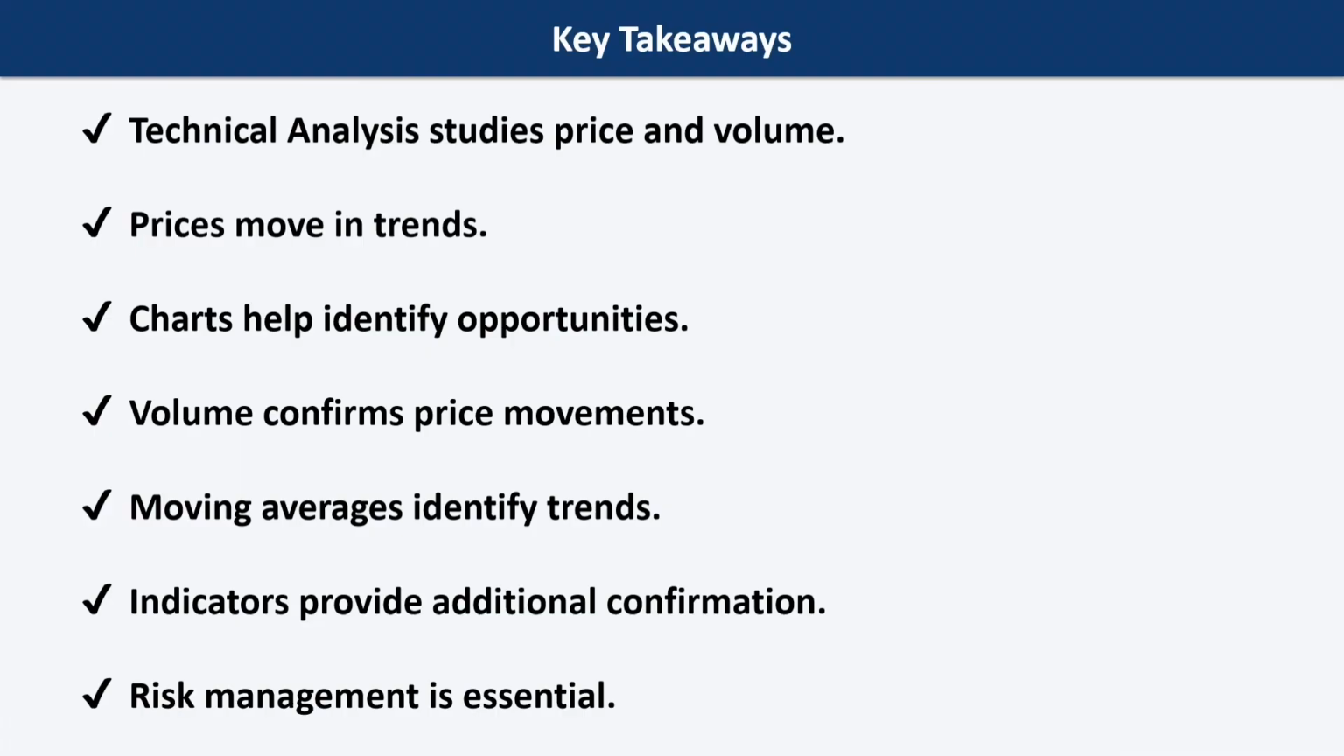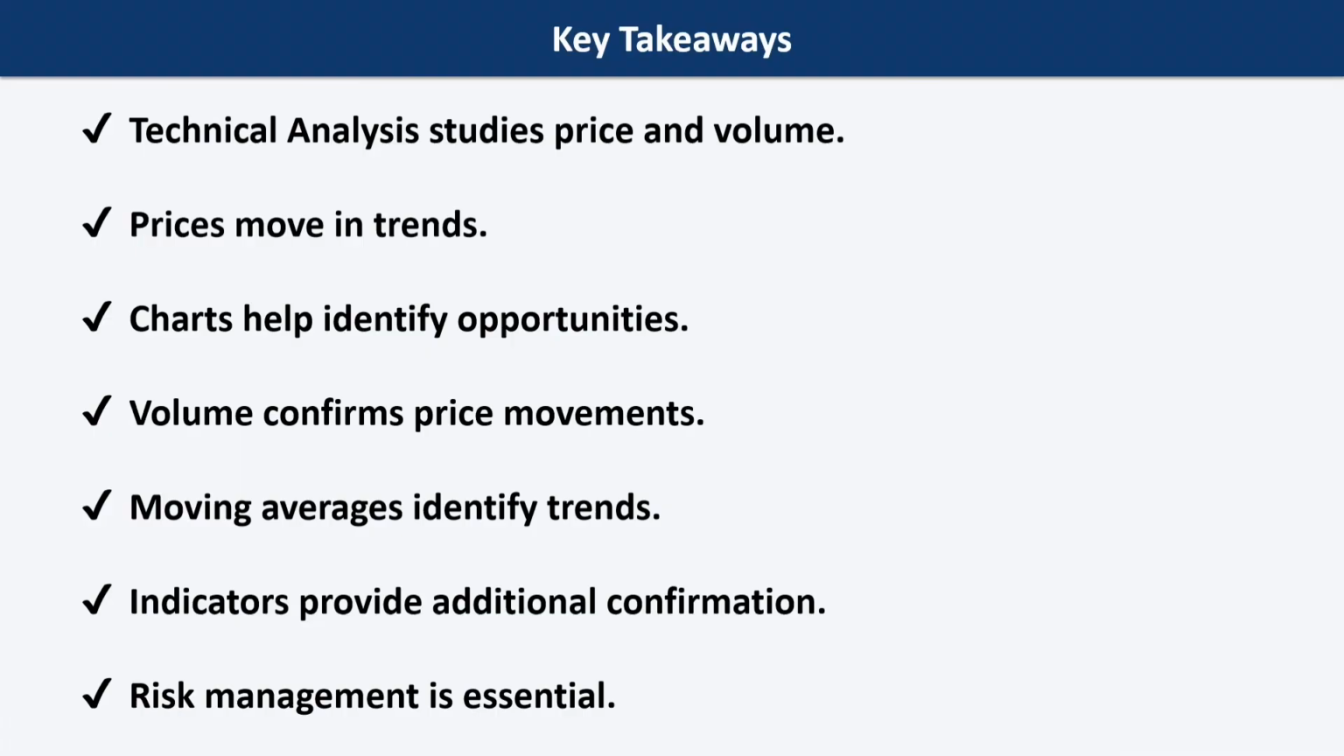Now coming to the fourth one, volume confirms price movements. This is a very important concept. Price alone is not enough. Volume tells us how strong a price movement is. Say for example, if a stock price rises along with a high trading volume, the upward movement is generally considered stronger. Therefore, always price and volume go together, not separately.